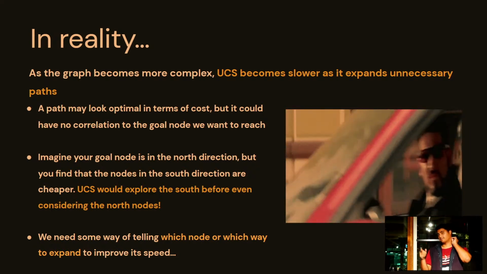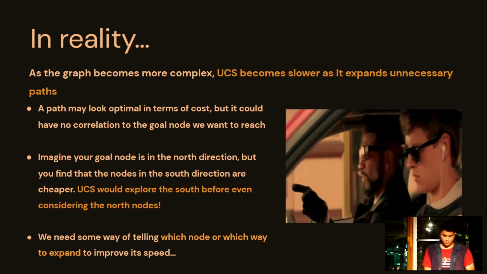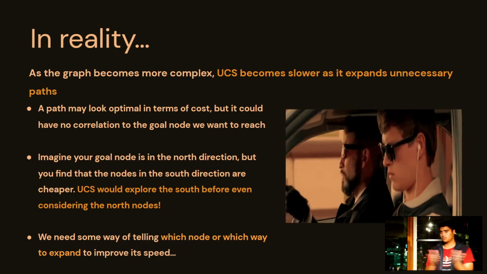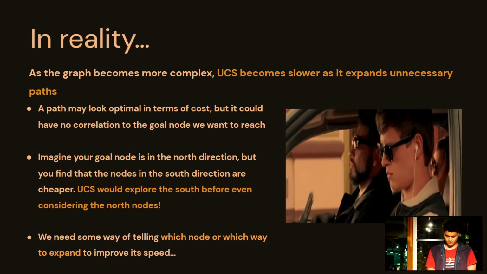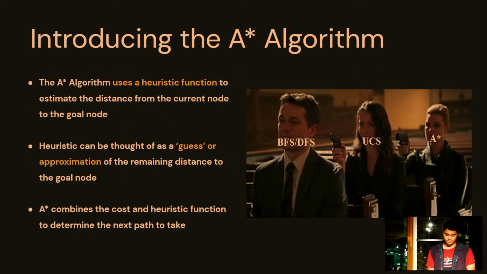So we need some way of telling which way to go to improve the speed of the algorithm. So introducing the A-star algorithm. The A-star algorithm uses a heuristic function to estimate the distance from the current node to the goal node. It can be thought of as some sort of guess or a guide towards the remaining node, just to keep us on the right track. So it combines the cost, which is the values you saw before, like these costs here, and then it has some other heuristic value. It just sums those, but it's the exact same algorithm.